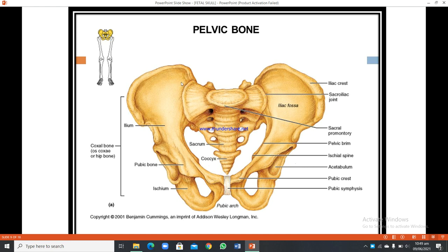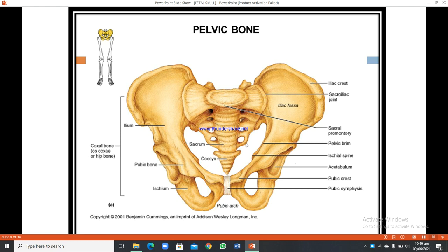In this diagram, you can see again the sacrum, the base of the sacrum, and the apex, the coccyx. This is all the sacrum. Here lies the hip bone. Again the second hip bone, iliac fossa. This is the pubic bone, ischial bone, and pubic arch. This is very important, and this whole is the bone.